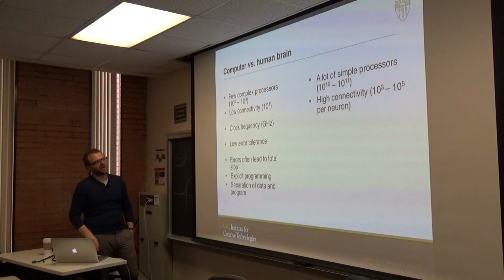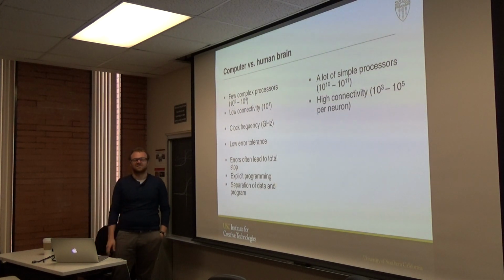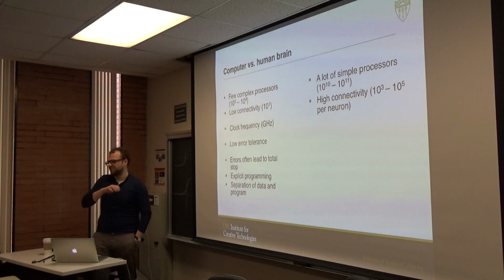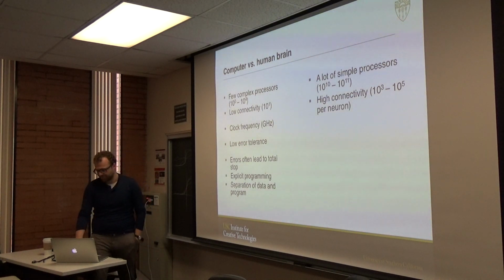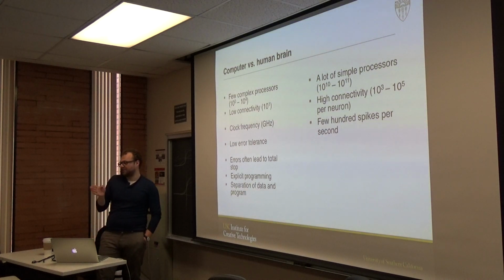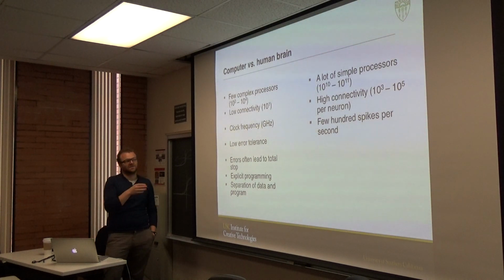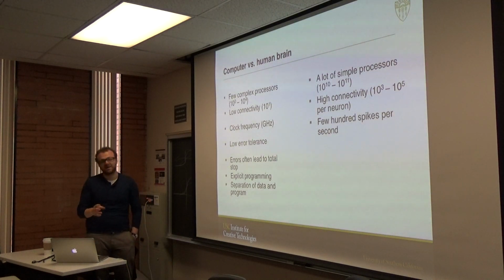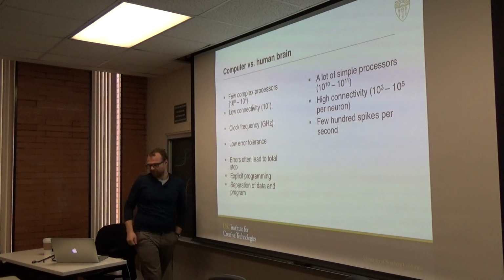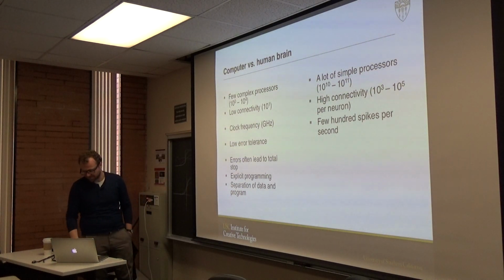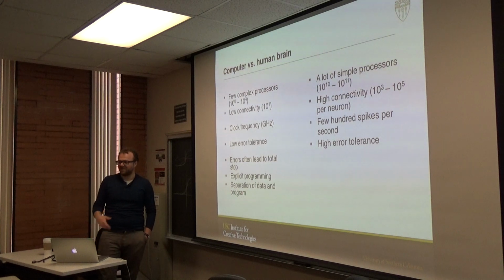They have super high connectivity, so each of these neurons is connected to many, many neurons, maybe 100,000 even, right? But their frequency is very low, so they can maybe do a few hundred spikes per second. So their spiking is in the hertz, or like 100 hertz or something.